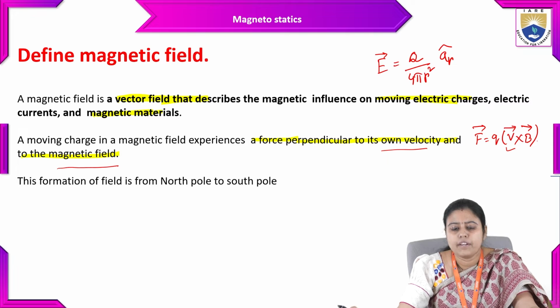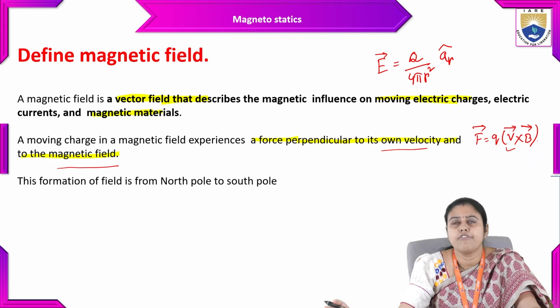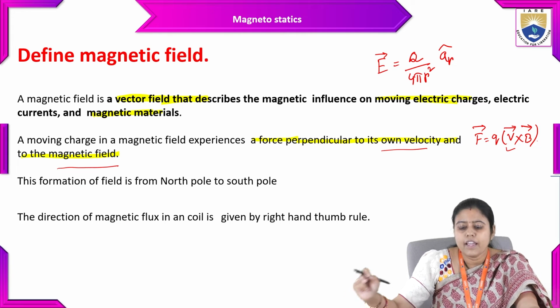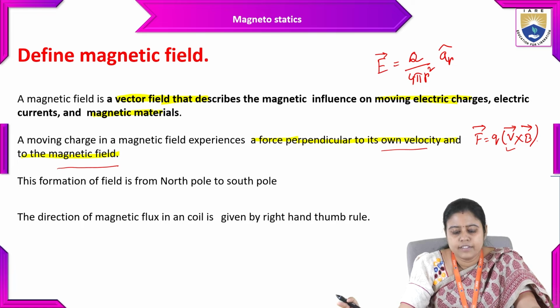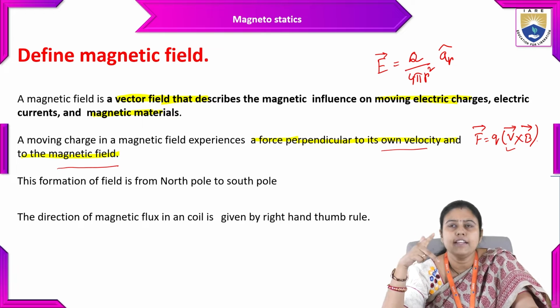The third important property of the magnetic field is the formation of the field. The field is always formed from the north pole to the south pole. The direction of the magnetic flux, or the magnetic field, always comes from the right hand thumb rule.